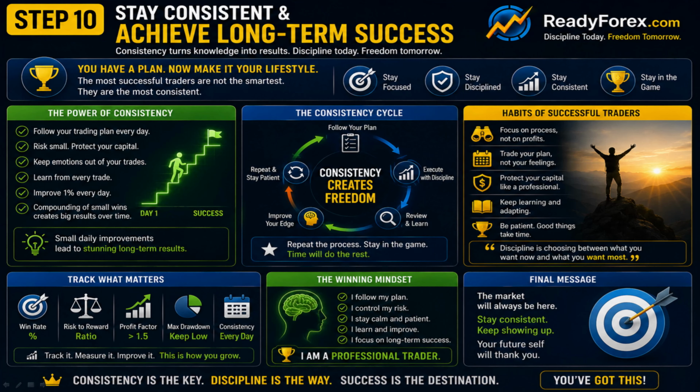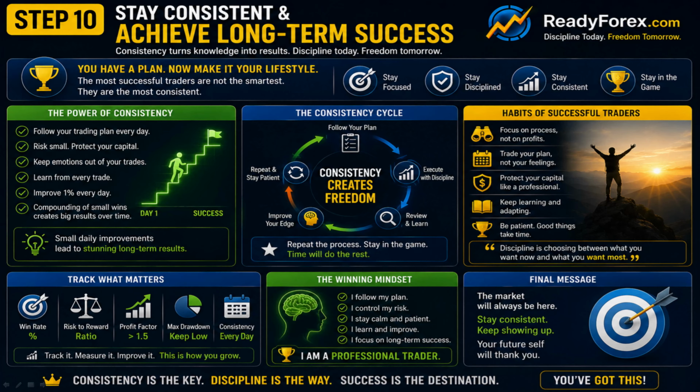Step number 10, keep learning and improving. Becoming a forex trader is not something you accomplish in a few weeks or a few months. The market will continue to change, your skills need to continue to develop, and your job is to stay focused, stay disciplined, and stay consistent. Follow your trading plan and manage your risk. Keep your emotions out of your trades and learn from every trade you take.